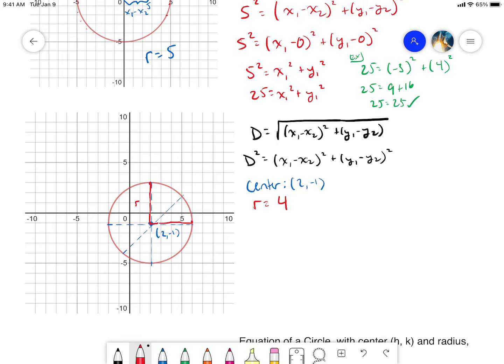So let's try and write an equation that will give me any single point that's on the circle. We're going to use the distance formula. Since I know radius is really our distance, I know that this is going to be 4 squared is equal to (x1 - 2) squared plus (y1 - (-1)) squared.